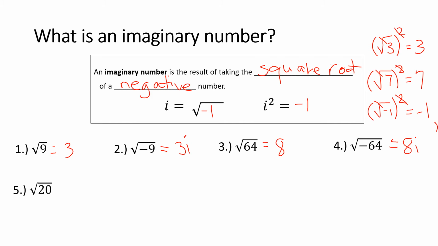All right, square root of 20. I don't know the square root of 20 off the top of my head, so I'm going to break it down into the product of two numbers that I can take the square root of. So I know that 4 times 5 is 20. And even though I don't know the square root of 20, I do know the square root of 4. The square root of 4 is 2, and that leaves the 5 under the radical.